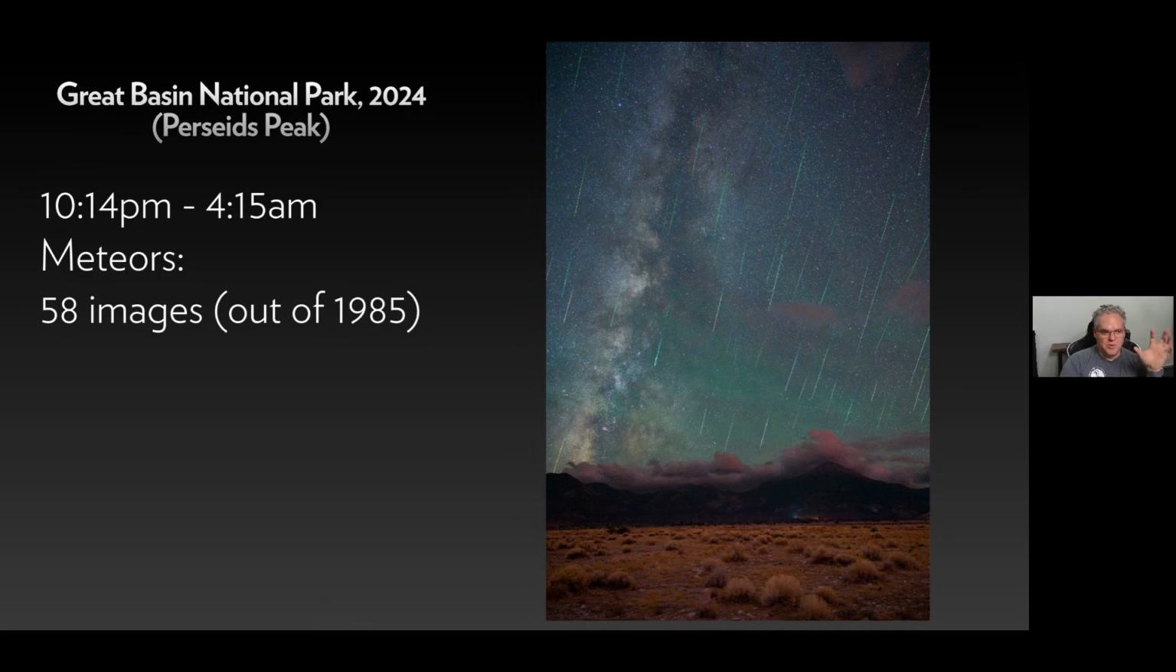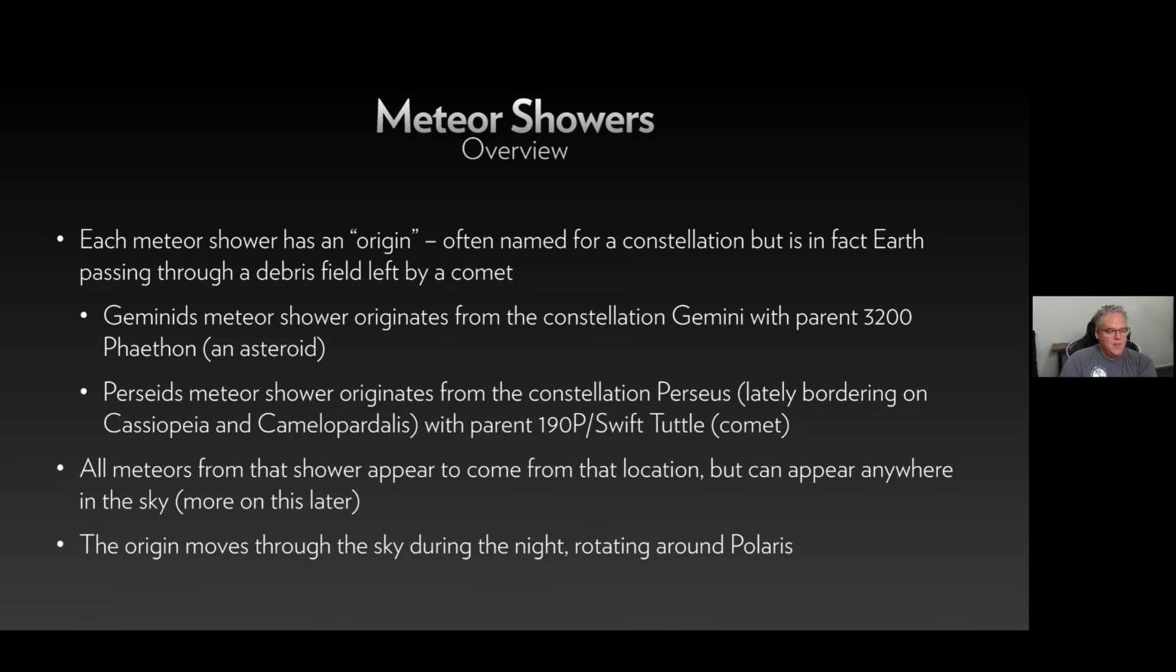So I just wanted to show you what some meteor shower images can look like. You might see different types from other people, but these are the kinds that I shoot. Let's go through for an overview here. So each meteor shower has an origin, and that means that they look like they're coming from someplace, and it's often named for a constellation.